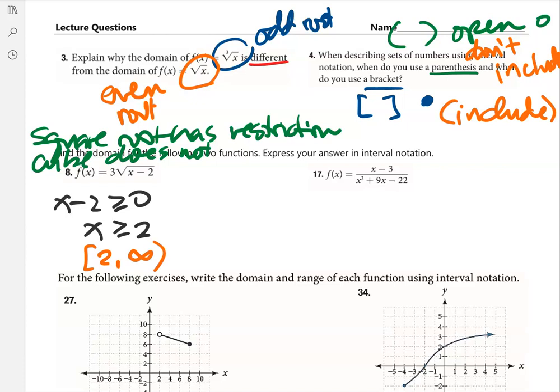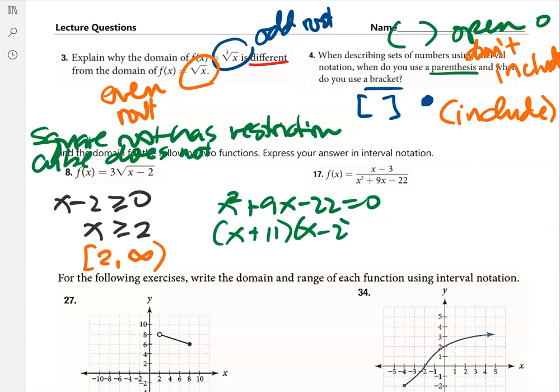Then 17, f of x equals x minus 3 over x squared plus 9x minus 22. There is a denominator, so that is a restriction, meaning you have to set it to 0. X squared plus 9x minus 22 is equal to 0. Find the factors of this. This is factorable: x plus 11, x minus 2, because 11 minus 2 is 9 and 11 times 2 is 22.